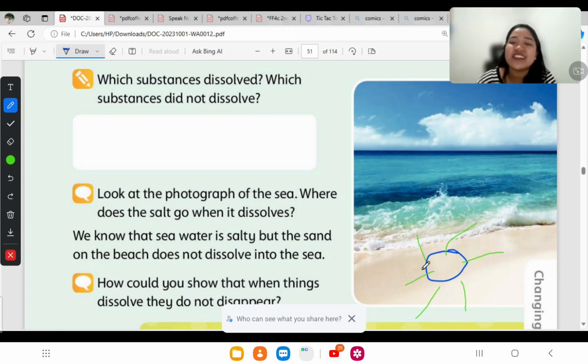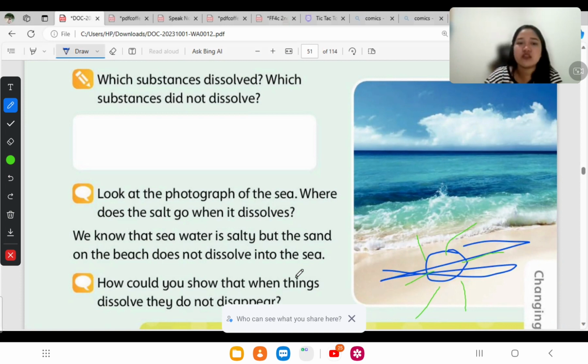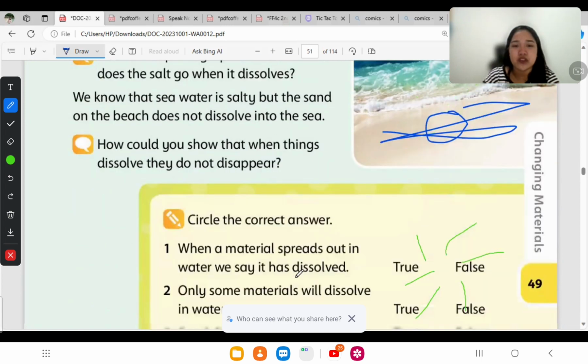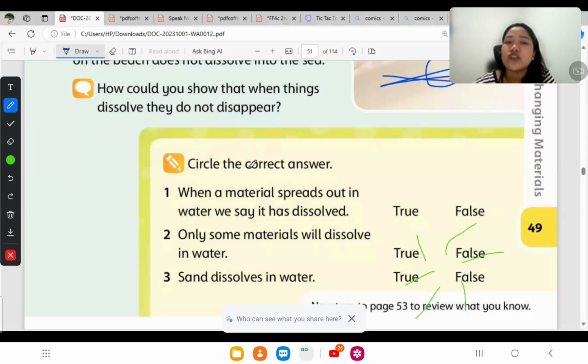Okay, but this one here is the sand. So some of it does not dissolve into water. So here now, you're going to circle if the answer is correct. Circle the correct answer. So number one, let's read.